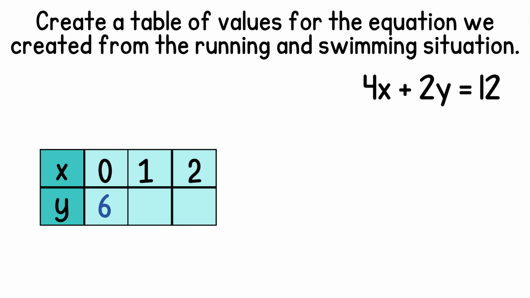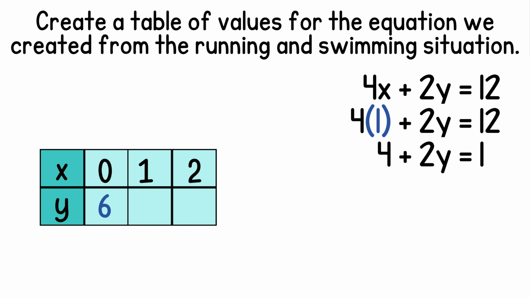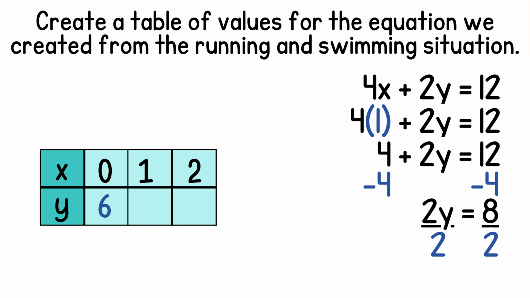Now we'll find the value of y when x is 1. So we'll replace x with 1, and this gives us 4 plus 2y equals 12. Now we'll start solving for y by subtracting 4 on both sides. This gives us 2y equals 8. Now we'll divide both sides by the coefficient of y, which is 2. This gives us an answer of y equals 4. So we'll put this in our table.